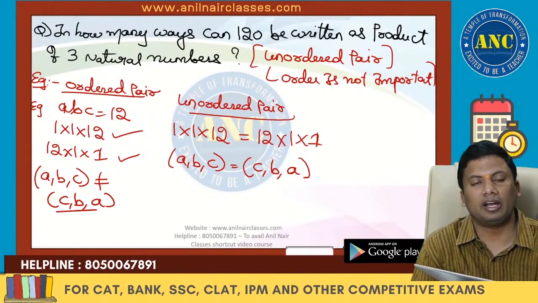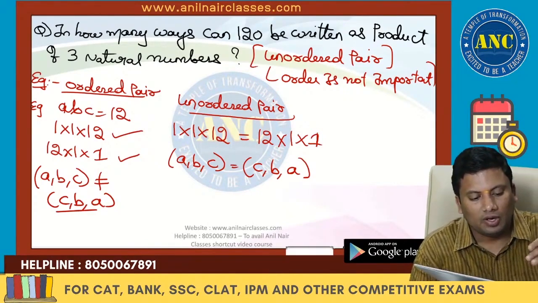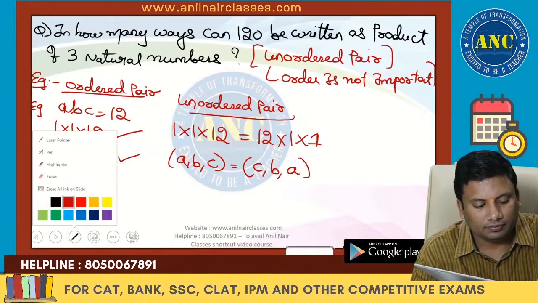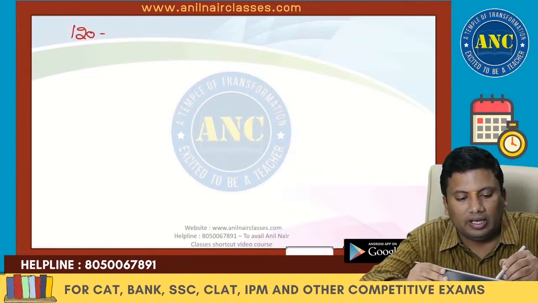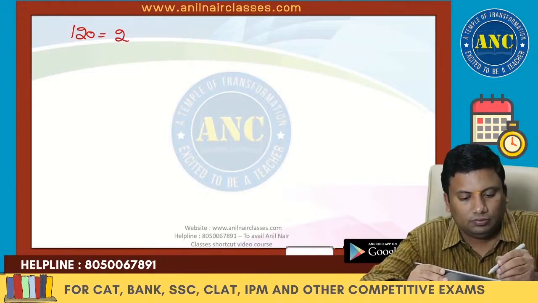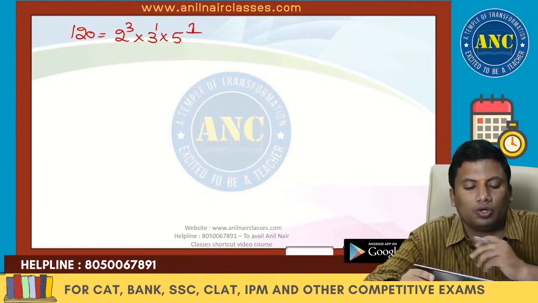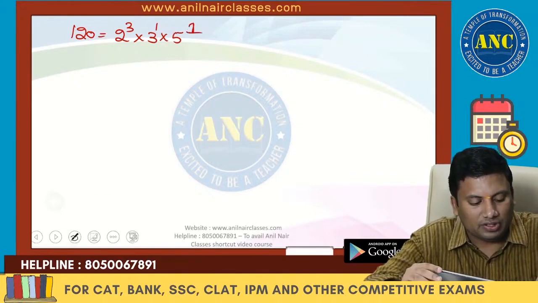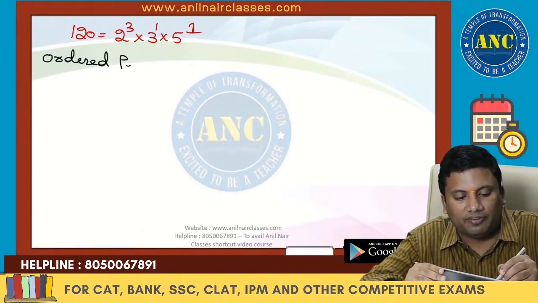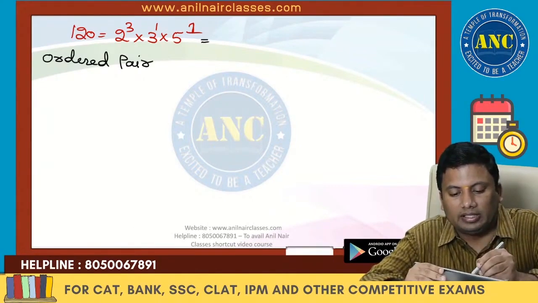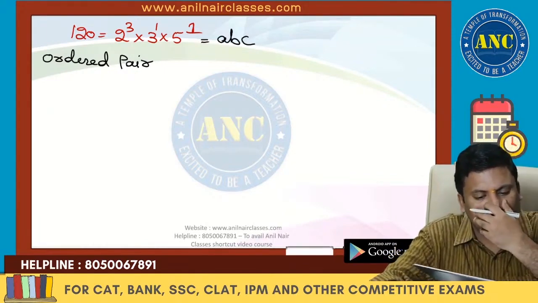Ordered pair and unordered pair. Now one by one we will solve. First one, it is 120. 120 is nothing but 2 cube into 3 into 5. First we will find out the ordered pair, where it is written as a product of 3 natural numbers. From ordered, I will subtract and I will get unordered.